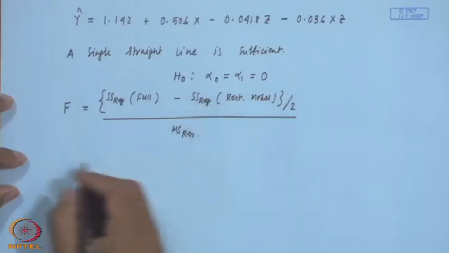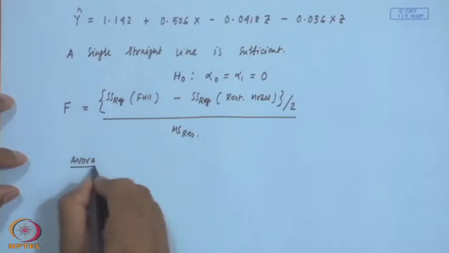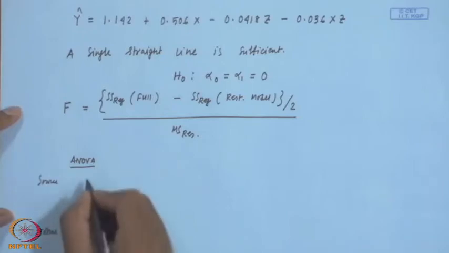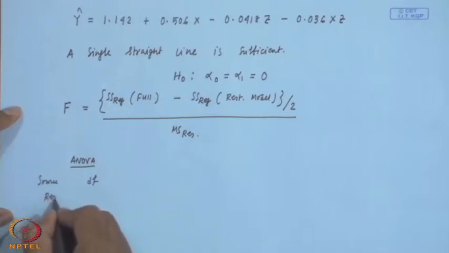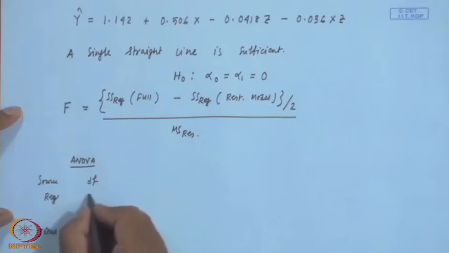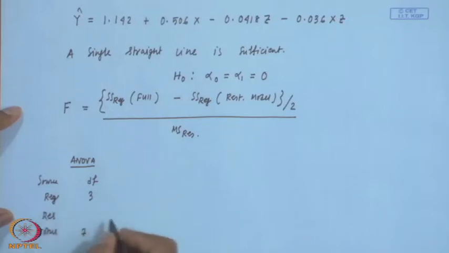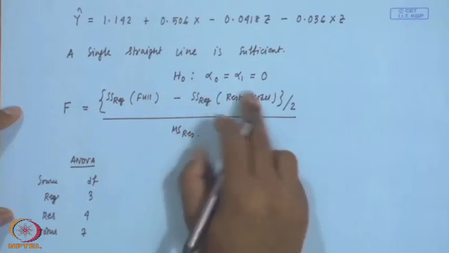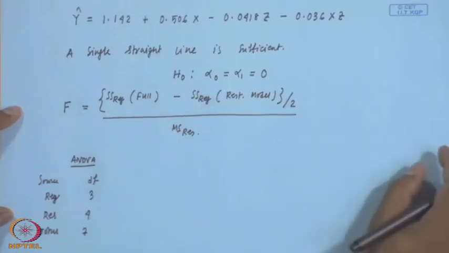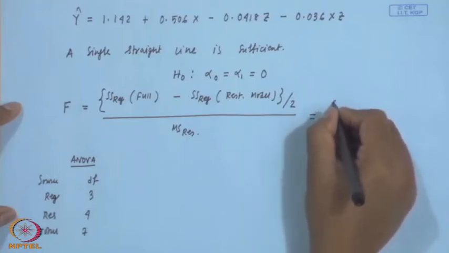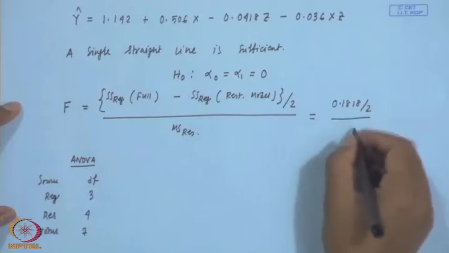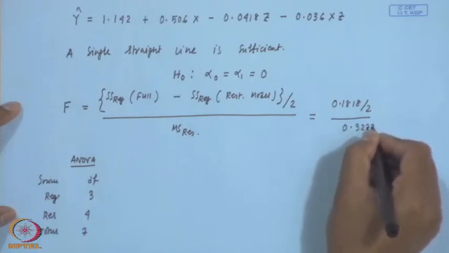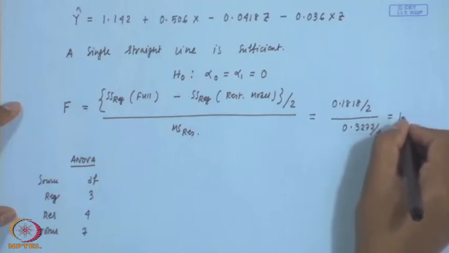Before doing all these things, I will construct the ANOVA table for the full model. For the source total, there are 8 observations, so the degree of freedom is 7, and the regression has 4 parameters, so it will be 3, and the residual has degree of freedom 4. Now, the restricted model has only 2 parameters, so this will have degree of freedom 1. So, 3 minus 1 is equal to 2, and you can check that this is equal to 0.1818 by 2, divided by MS residual, which is 0.3272 by 4, which is equal to 1.11.